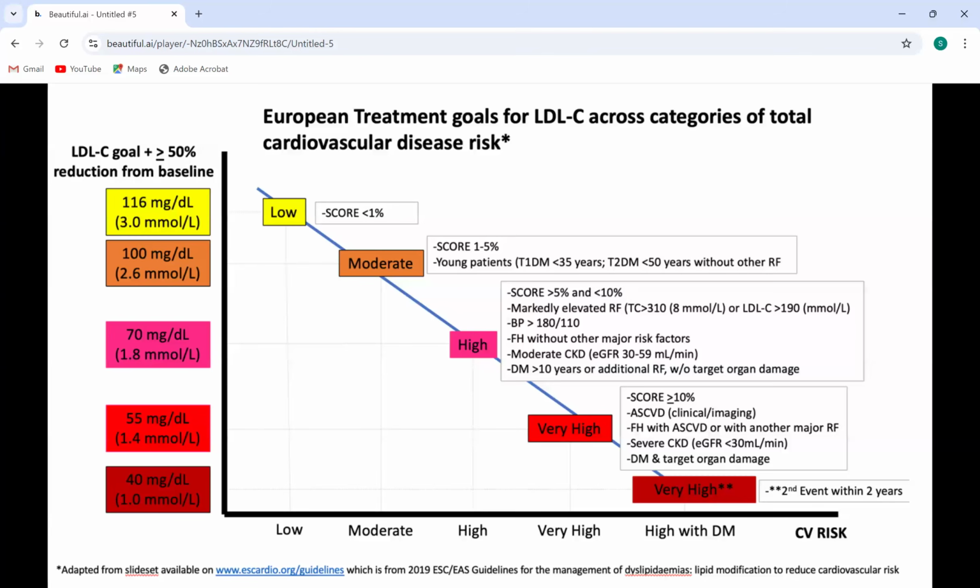And if you've had two events, let's say your patient had a stroke in January, and in March or May you develop an MI, then eventually they fall into the very high risk category. So your LDL target should be 40. So these are the targets. I think this diagram or the chart would give you a basic idea on how you should advise your patients, and the targets that you have to get them onto when you're managing them.